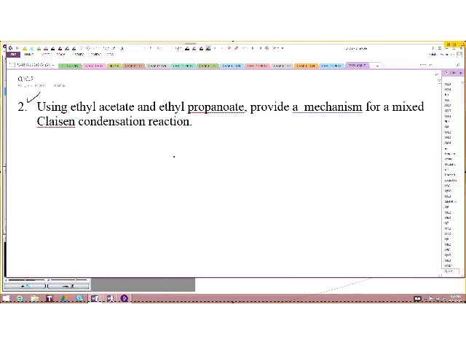Okay, thank you. So in this case, another case of a reaction mechanism using ethyl acetate and ethyl propanoate: provide a mechanism for a mixed Claisen condensation reaction. Okay, so you need to know what those starting materials are. So this here is ethyl acetate. Using ethyl acetate and ethyl propanoate. Use a different color here.